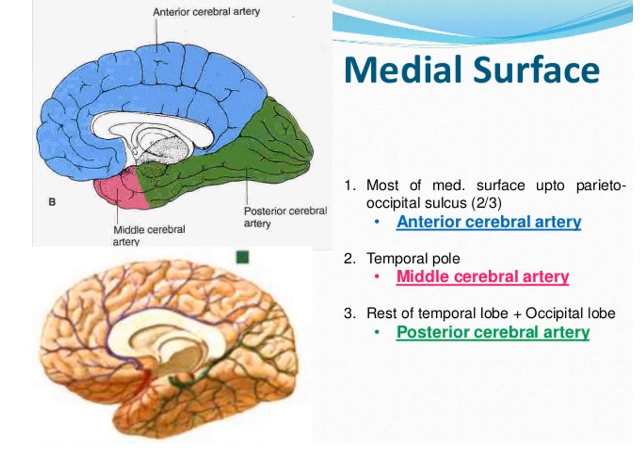Next is the medial surface. So again the three color codings, the same color coding. Blue is for the anterior cerebral, pink is for the middle cerebral and green is for the posterior cerebral. So you can make out most of the medial surface is supplied by the anterior cerebral artery. A smaller portion in the temporal lobe, that is the temporal pole, is supplied by the middle cerebral artery, whereas the remaining part of the temporal lobe as well as the occipital lobe is supplied by the posterior cerebral artery, whereas the remaining frontal and parietal are all supplied by the anterior cerebral artery. So the medial surface is dominated by the anterior cerebral.